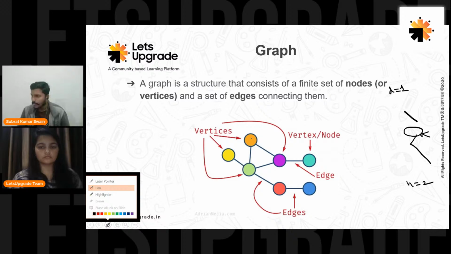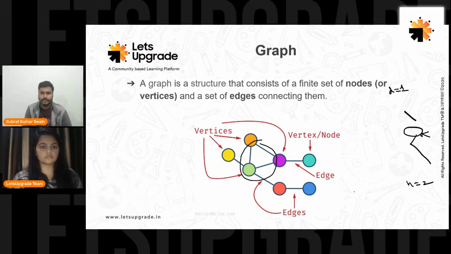Got it? All graphs cannot be trees, because a graph may contain cycles. Anyway, a tree is a graph. The graphs which contain cycles, like this graph, see here it contains a cycle, cannot be called a tree.